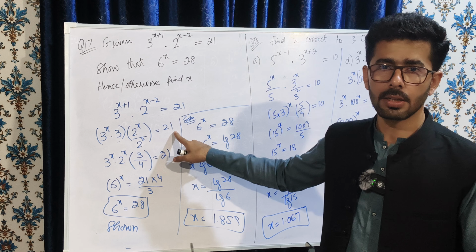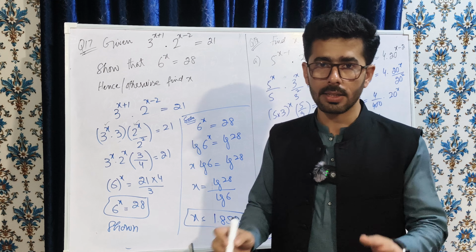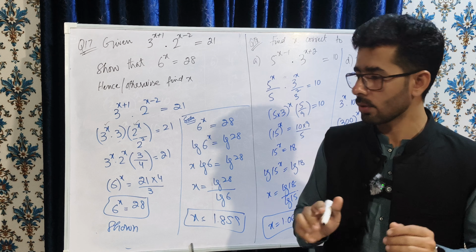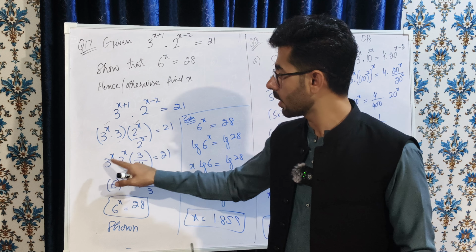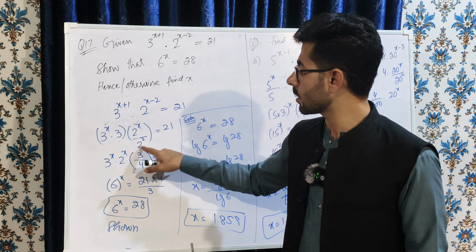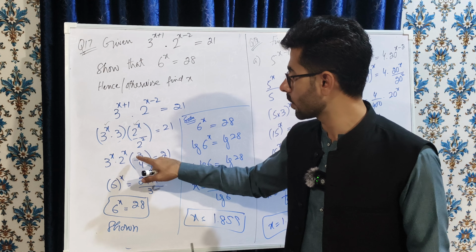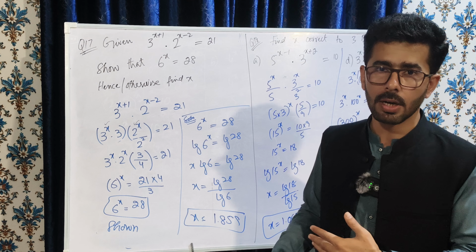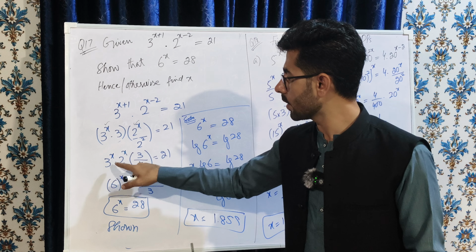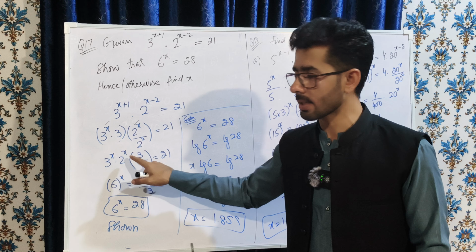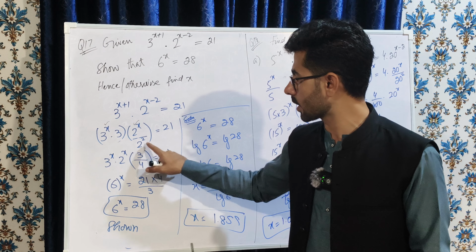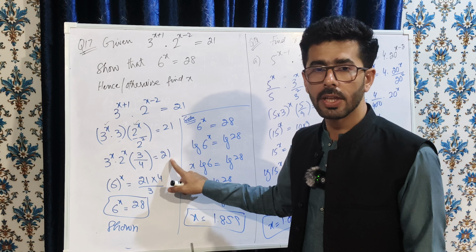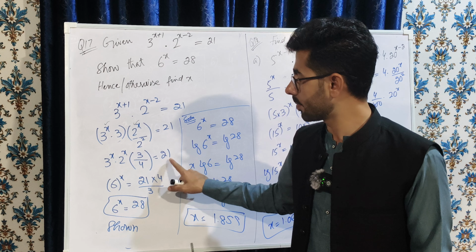So now we take 3 power x and 2 power x, they both have an exponent of x, so we keep them together. And 3 and, in the denominator, 2 power 2 are constants, so we keep them out. So I have 3 power x times 2 power x multiplied with 3 divided by 4, because 2 power 2 is 4, and all of that product is equal to 21.